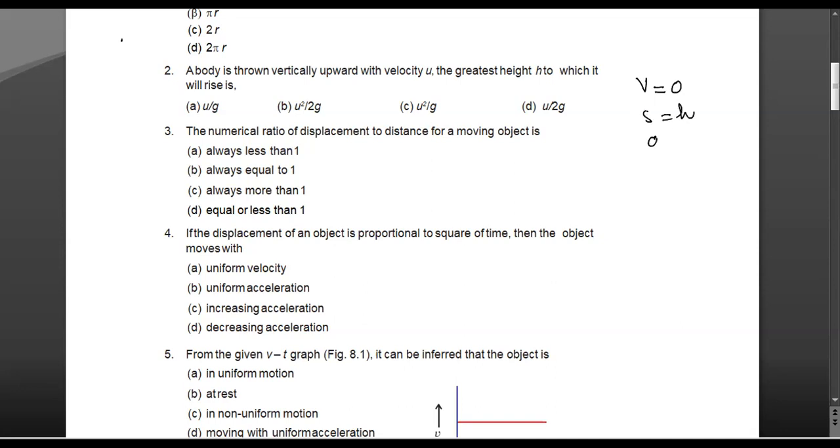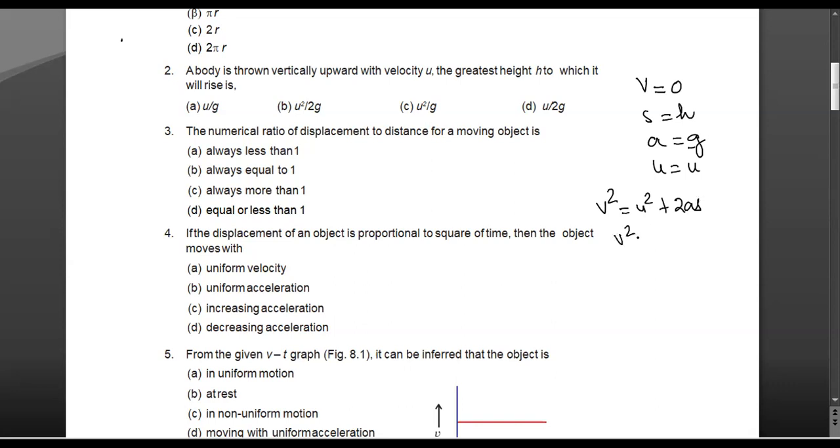Acceleration due to gravity is g, and that will be considered as negative g because it is moving upward. We have v, s, u, but we do not have t. So we will use the equation v square equals u square plus 2as. From this equation we can calculate the value of h.